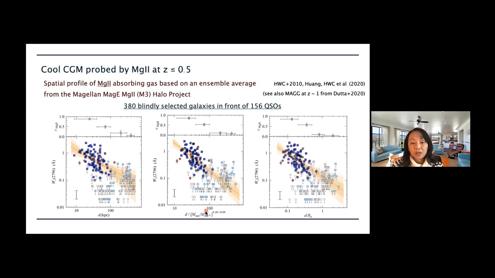We can further move into using the halo radius as inferred from the halo mass I mentioned earlier. That further confirms the continuing declining trend toward larger radii, but also shows that the incidence of these cool clumps revealed by magnesium 2 really drops quickly beyond roughly half of the virial radii in these halos.